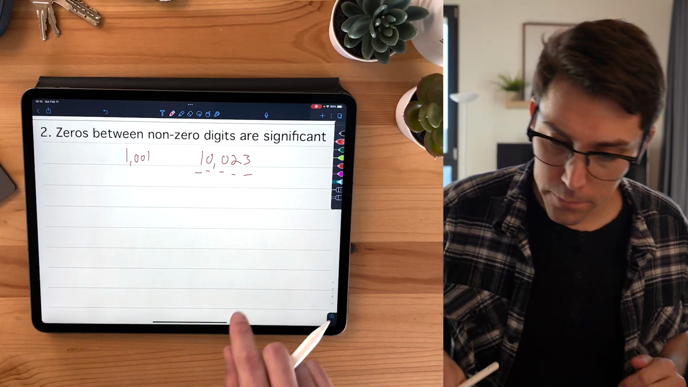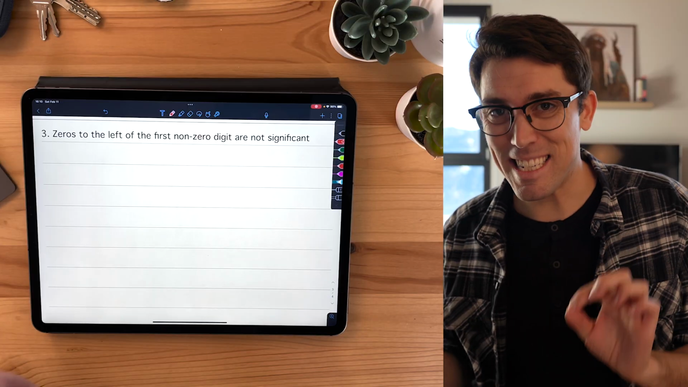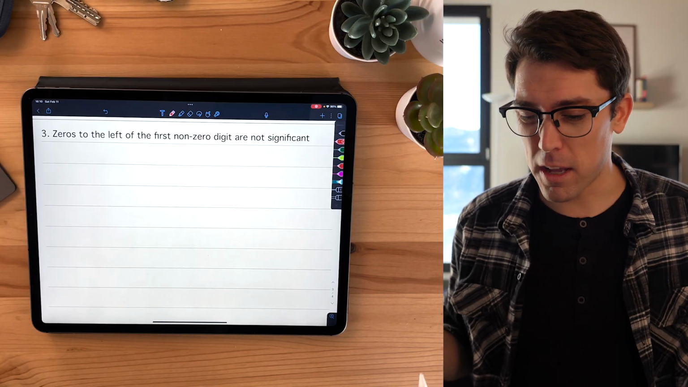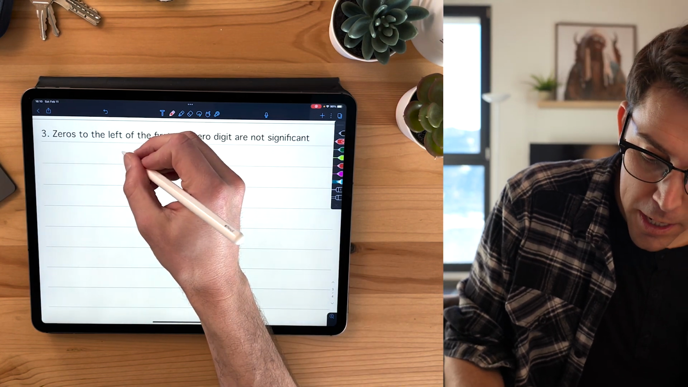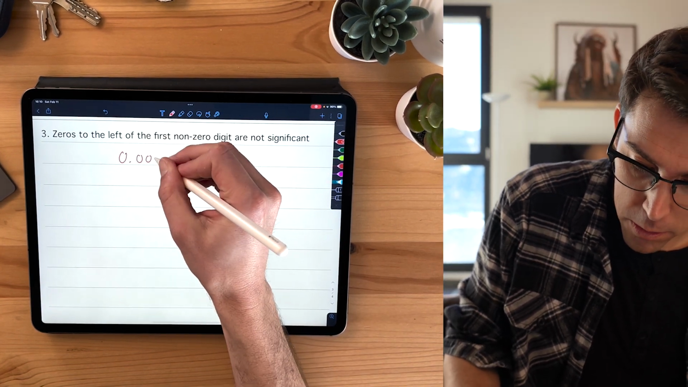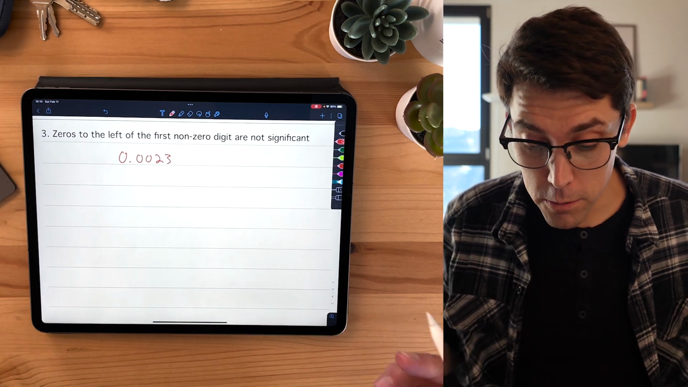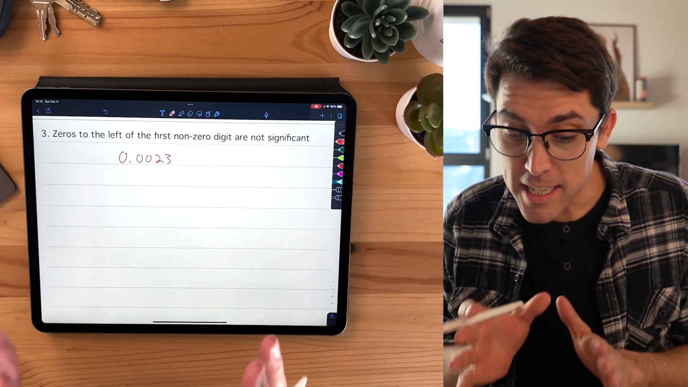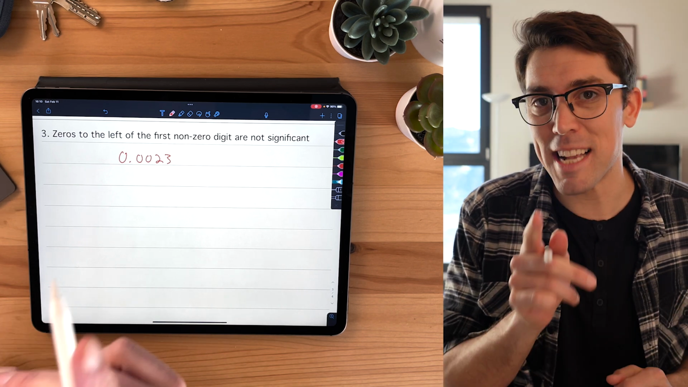Just like that. Now for our third rule, and this one's a little bit of a mouthful, zeros that are to the left of the first non-zero digit are considered not significant. That sounds pretty complicated, but let me just show you an example to make it a little bit more simple. Let's take 0.0023. So again, zeros to the left of the first non-zero digit are not significant.